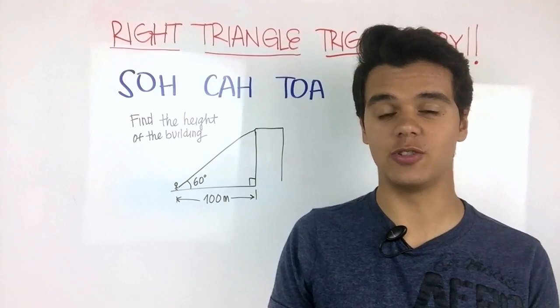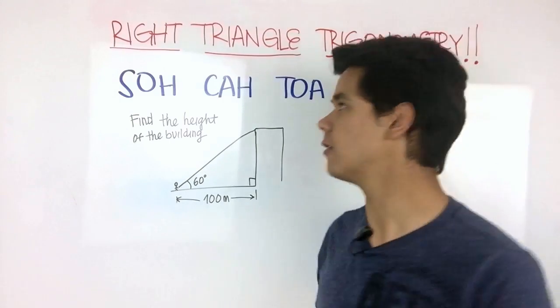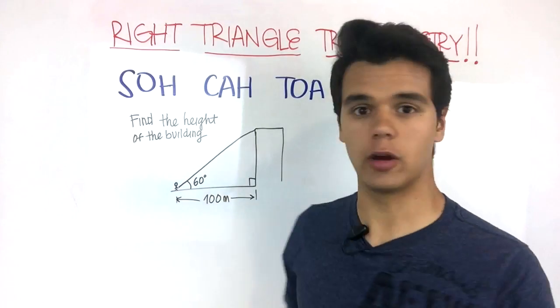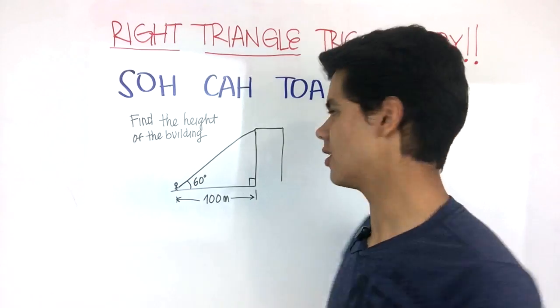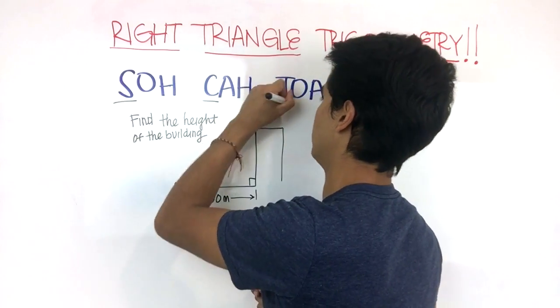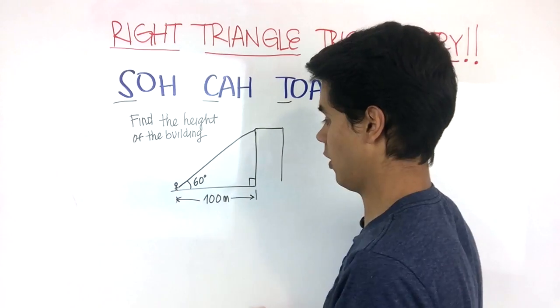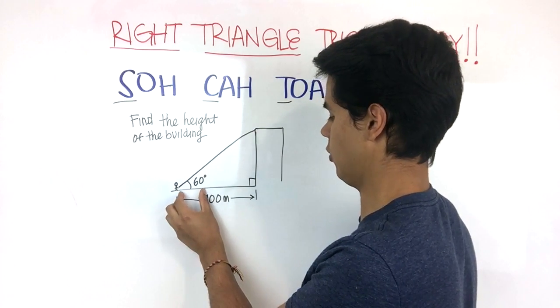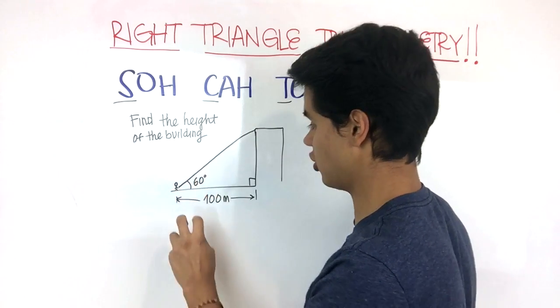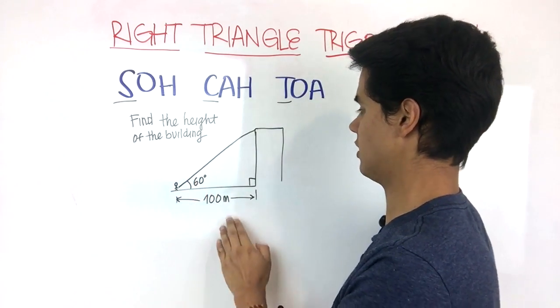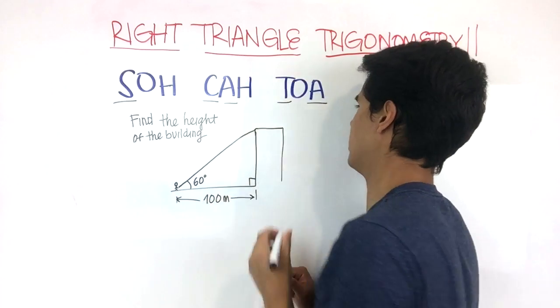Personally, what I like to do is know what I have. First, since we know this angle, we know the sine, the cosine, and the tangent. And we know this side. Is it the adjacent? Is it the opposite? Well, in this case, we're talking about this angle, and this side is touching that angle, so it's the adjacent.